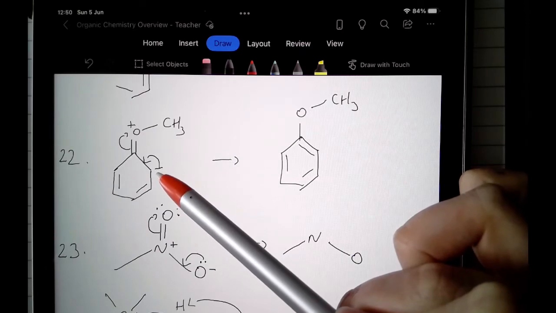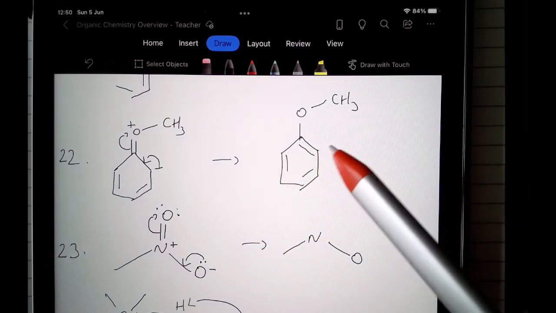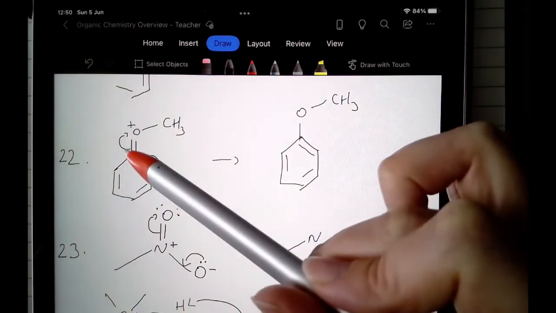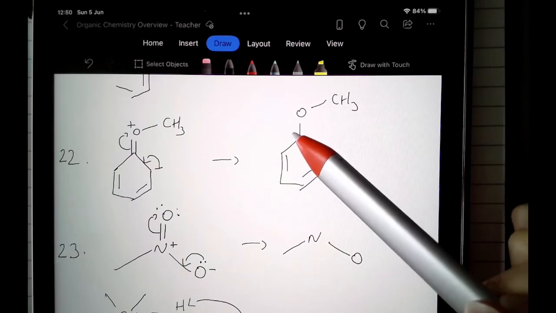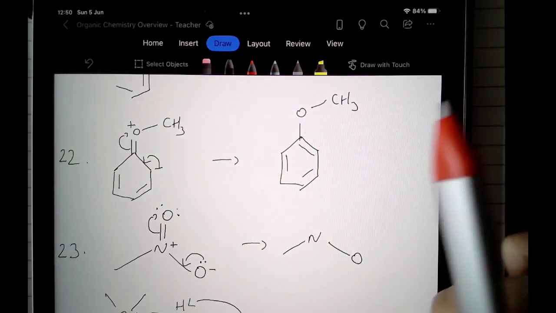This carbon was negative, but it's after losing an electron, because it donates both electrons to that new bond, so it's not negative anymore. And then this oxygen was positive, but when the electrons move back onto that oxygen, it gains an electron and no longer has a positive charge. So that's what that one's going to look like.